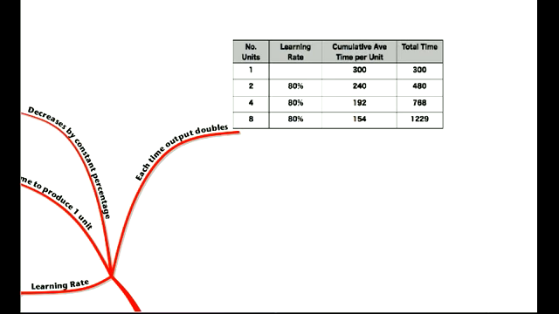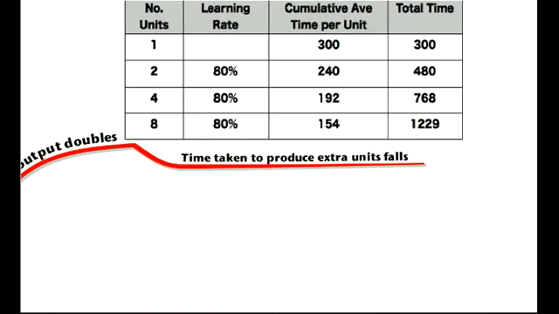Again, output doubles from 2 to 4. The learning rate is 80%, so 240 times 80% is 192. Total time taken 768, divided by the 4, 192, the average time per unit. Again, not the time taken for the first unit or the last unit, but the average time taken over all of the units. So that's what we're talking about with the learning curve. It's the time taken to produce extra units, and that will fall.